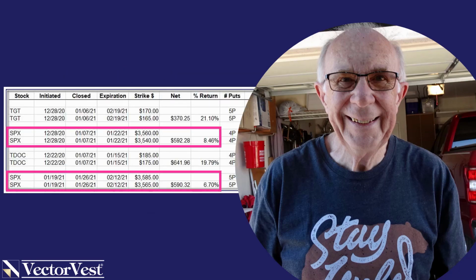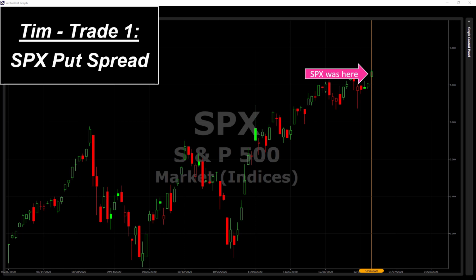Let's look at these two because they are one of our most popular trades. They're done on the SPX, which is the index that tracks the S&P 500, which makes it simple for you because you don't have to worry about finding the right stock. You just trade the S&P. Here's what the SPX looked like on his first trade. Our market timing signal was bullish, so he did a bull put spread.